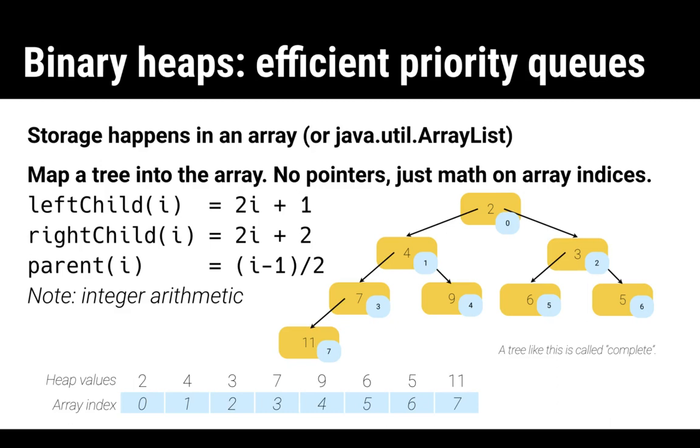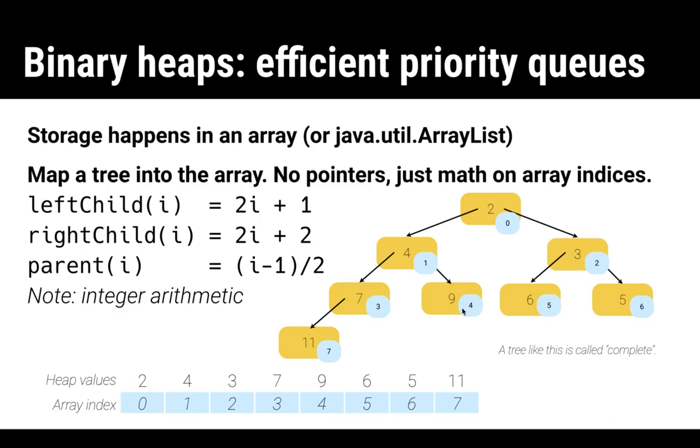To get from node 0 to node 1, I multiply by 2 and add 1. 0 times 2 is 0, plus 1 is 1. To get from node 1 to node 3, I multiply by 2. 1 times 2 is 2, plus 1 is 3. 1 times 2 is 2, plus 2 is 4. That's how I go down and right.